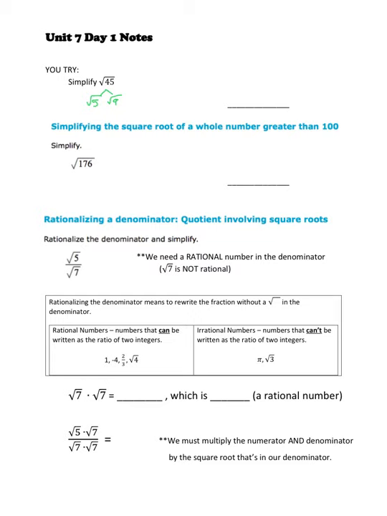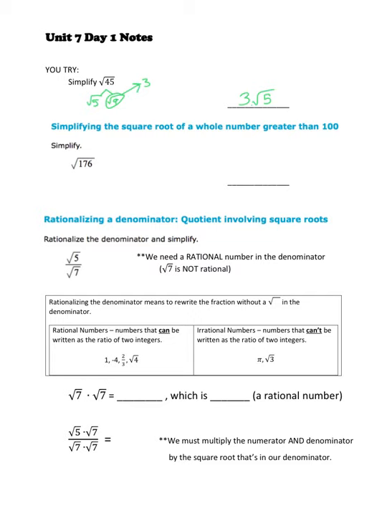So let's put them together. Is 5 a perfect square? No, it's not. Is 9 a perfect square? Ooh, it is. This becomes 3. So the square root of 45 is 3 times the square root of 5. We'll do some practicing at the end.